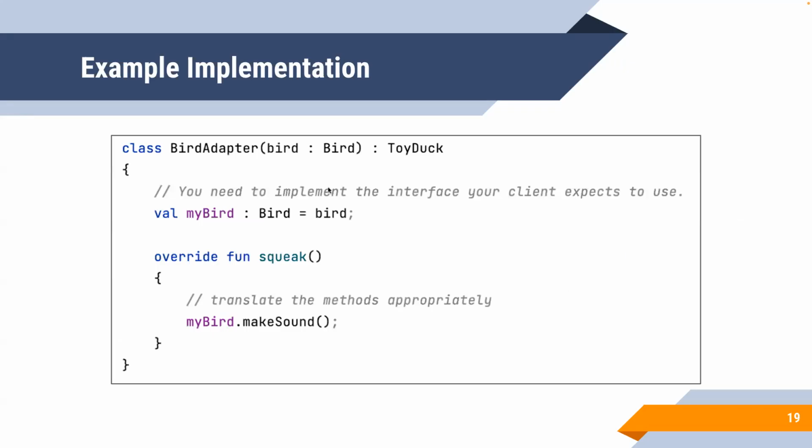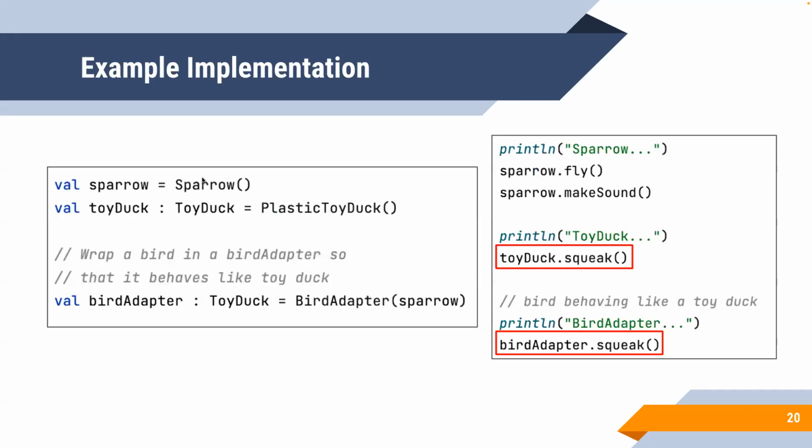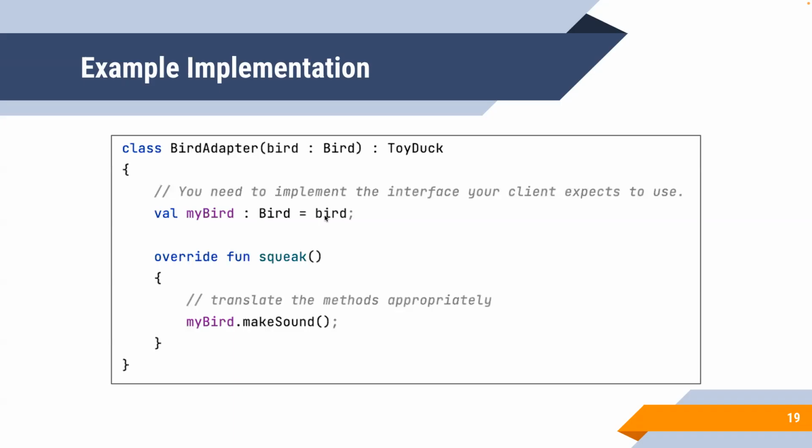So then here's our adapter. We're going to take in a bird and we're going to return a toy duck. So this class, bird adapter, is going to have a bird and then it's going to override squeak and it's going to be make sound. So calling squeak on the adapter is going to call make sound on that bird.